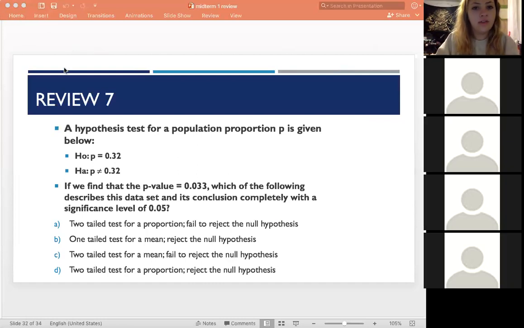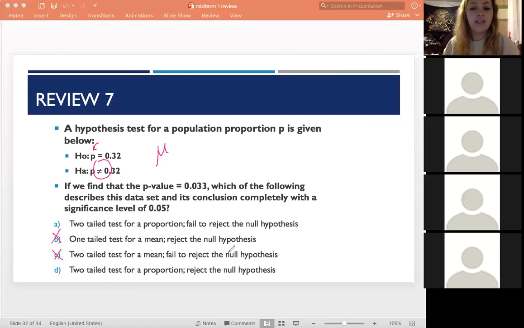Great job. Did you guys do anything wrong? Because it doesn't seem like it. Okay, so we know that this is a two-tailed test because we do have that not equal to sign. So we can already say no to B, rejected. So we're between A, C, and D. The next thing to decide is: is this a proportion or a mean? In this case, it is a proportion because we're using p. If it was a mean, we'd be using mu. Remember population symbols. So we can cancel out C there.